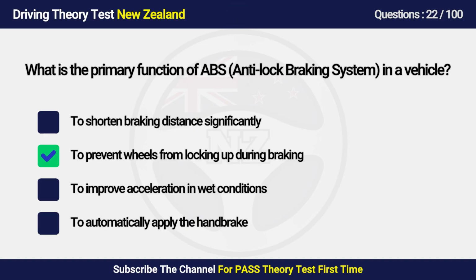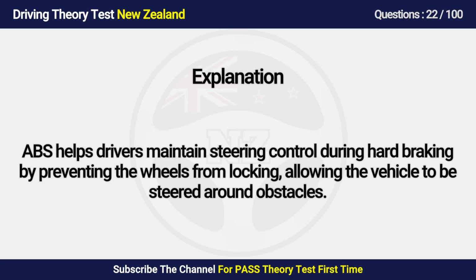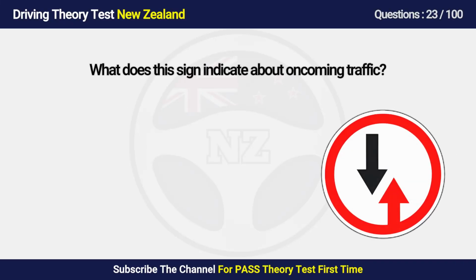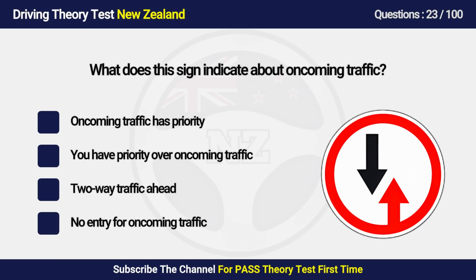Answer is B. To prevent wheels from locking up during braking. ABS helps drivers maintain steering control during hard braking by preventing the wheels from locking, allowing the vehicle to be steered around obstacles. Question 23. What does this sign indicate about oncoming traffic? A. Oncoming traffic has priority. B. You have priority over oncoming traffic. C. Two-way traffic ahead. D. No entry for oncoming traffic.